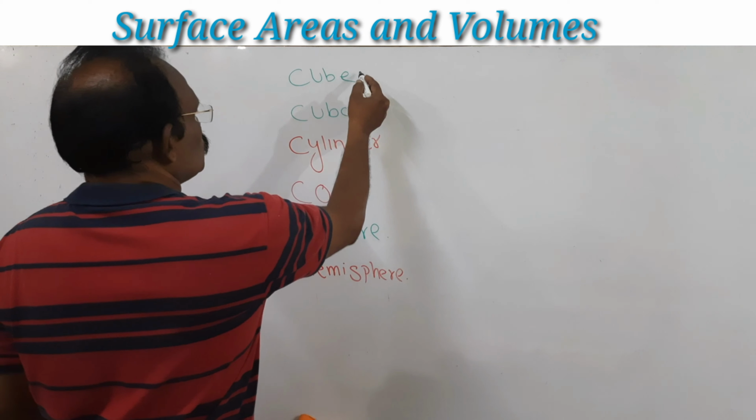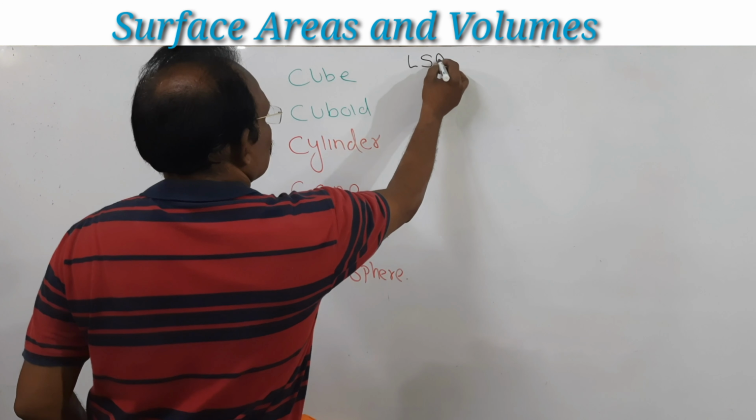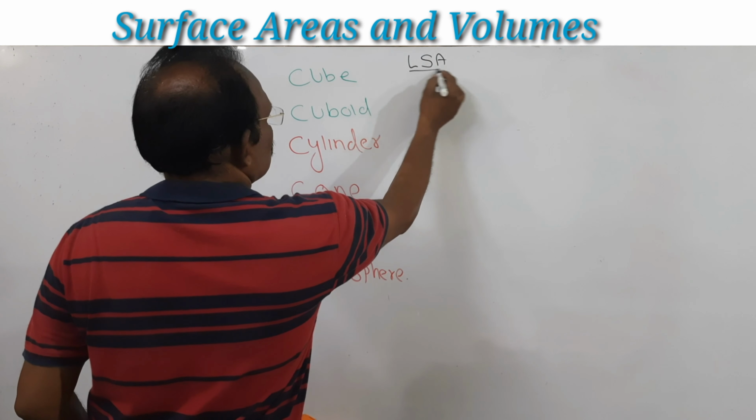See, these two have lateral surface area. What is lateral surface area? I have told you, lateral surface area means here this part, this part, this part and this part, only the side pieces, not the above one, not the below one. Only the side portions are called lateral surface area.